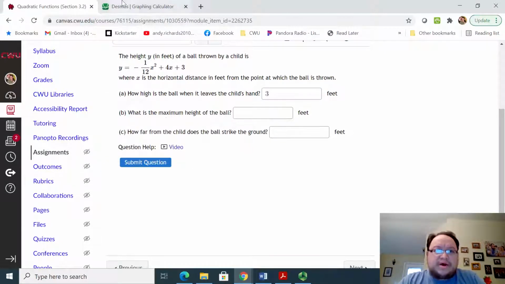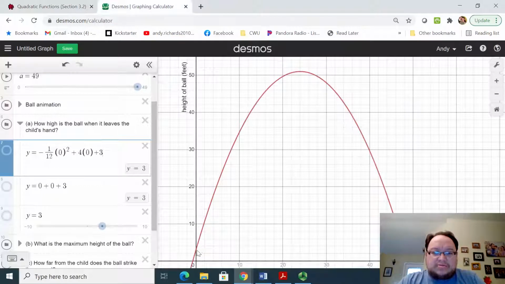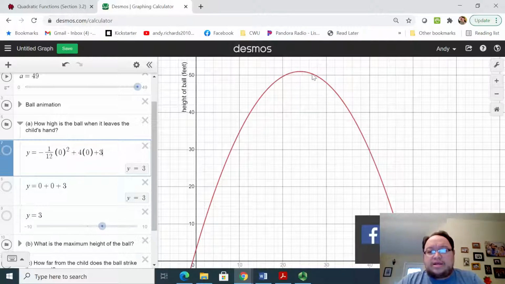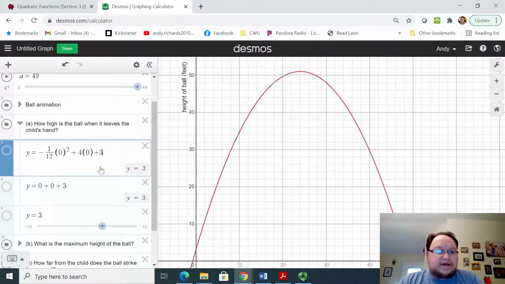What's the maximum height of the ball? This is a really nice question to have a visual of, because we can visualize where that's going to be. We can see that the ball is going to go so high here, and then it's going to start to decrease here. So the maximum is going to have to be somewhere between this 20 and 30 feet away from the child.